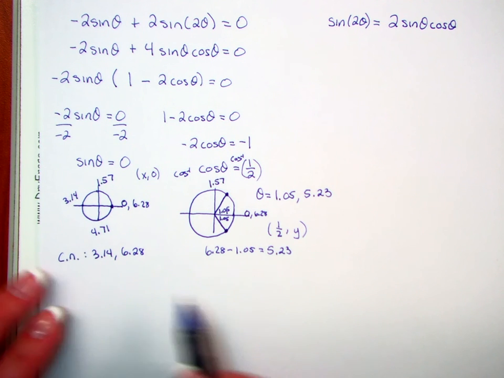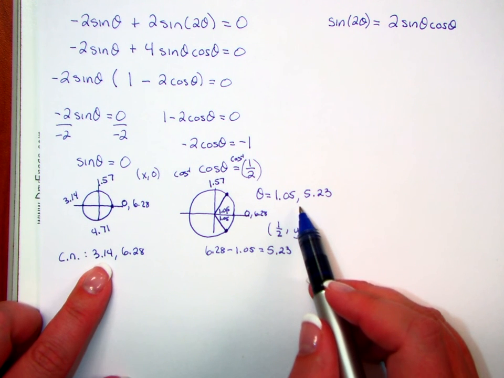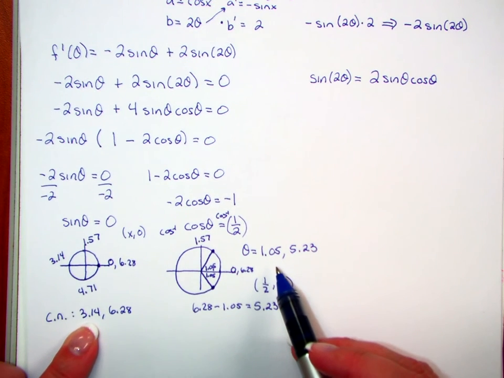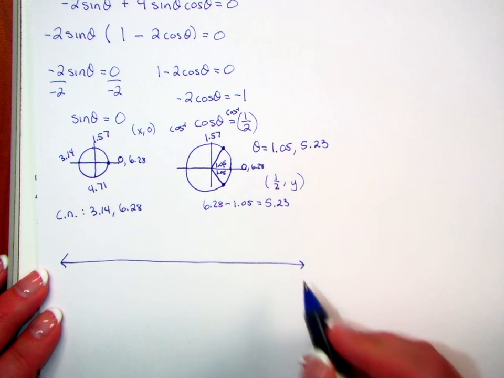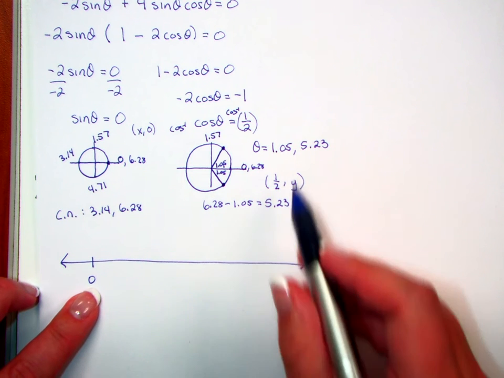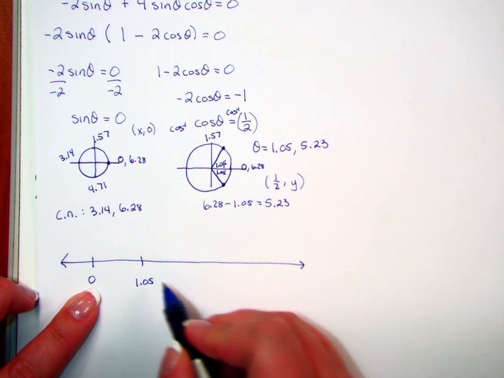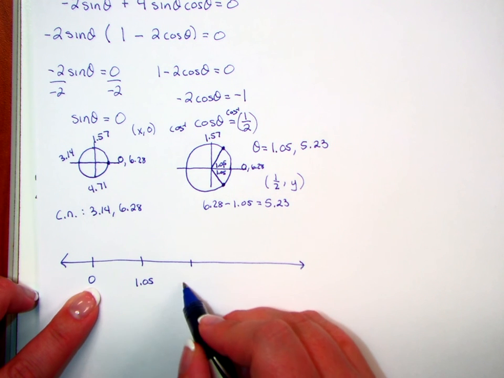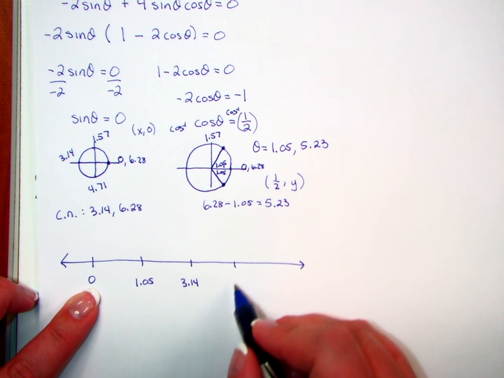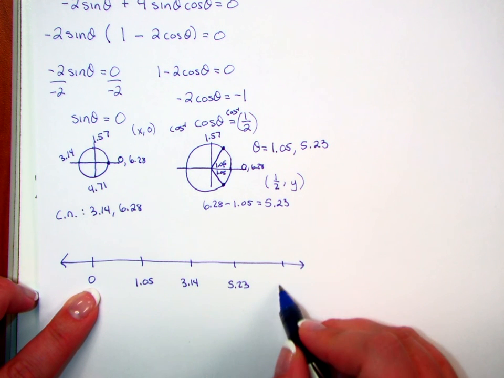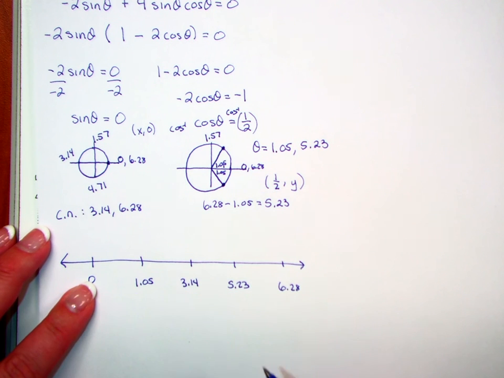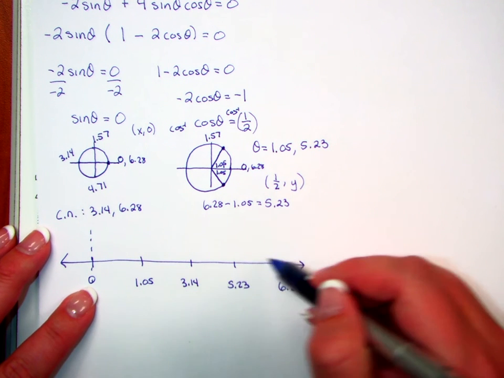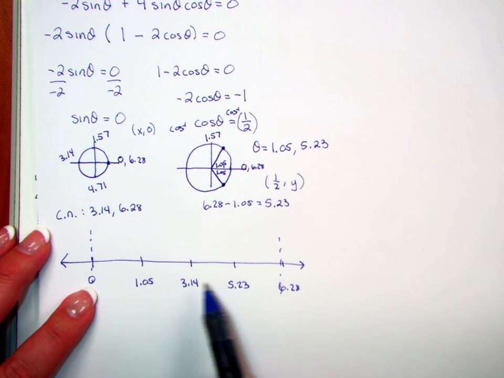All right, so on my number line, I have 4 critical numbers in this restricted domain 0 to 2 pi. So I am going to go ahead and do a number line analysis. I'm going to start at 0, and then we'll get to 1.05, then 3.14, then 5.23, and then 6.28. I'm not going to go before 0, I'm going to start it here and end it here. So I have 1, 2, 3, 4 intervals to test.